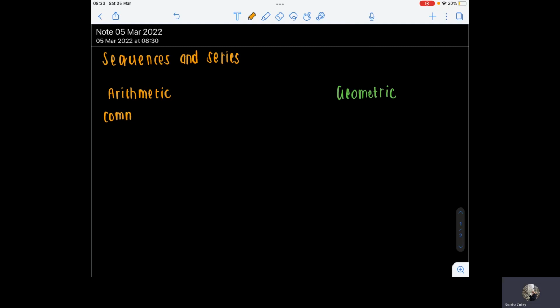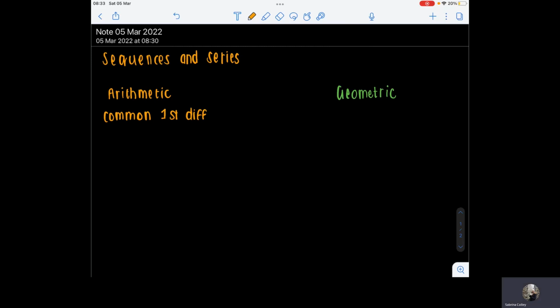If we start with the arithmetic sequences and series, that's when I'm talking about a common first difference. So your common first difference is your arithmetic, where you add 2 every time or subtract 3 every time. It's very easy to see just by looking at a sequence. Your quadratic is where you've got a common second difference. So your arithmetic is common first difference.